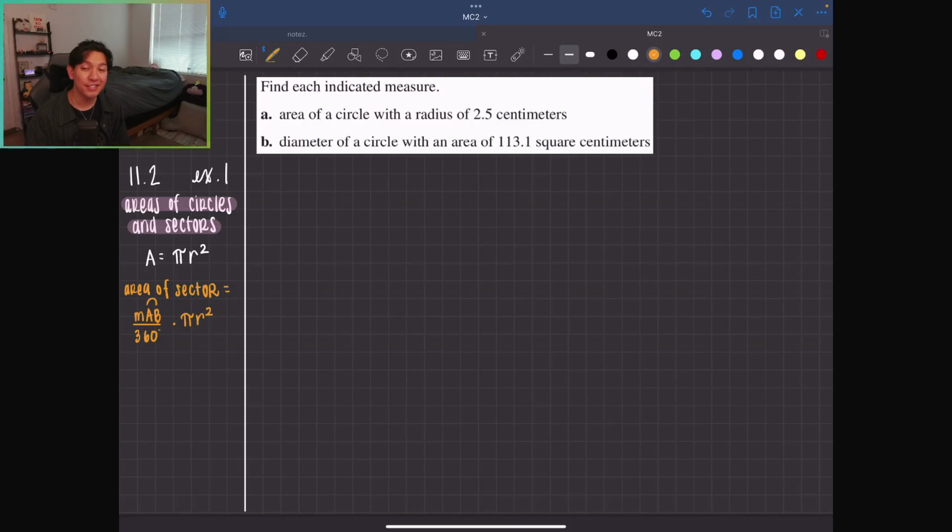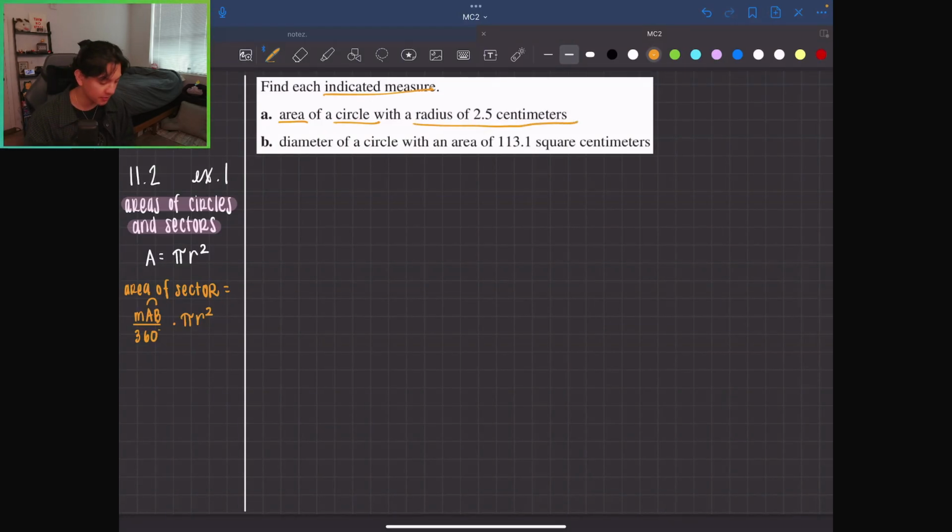All right, in our next section, we're going to be talking about the area of circles and sectors. Let's start off with the first example. Find each indicated measure. For A, find the area of a circle with a radius of 2.5 centimeters.